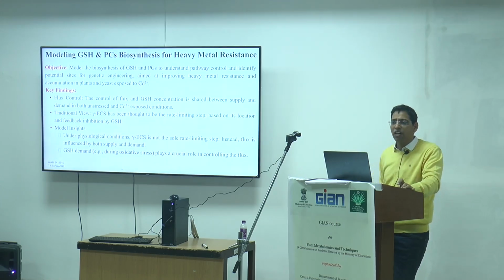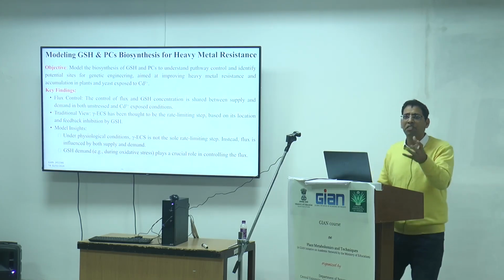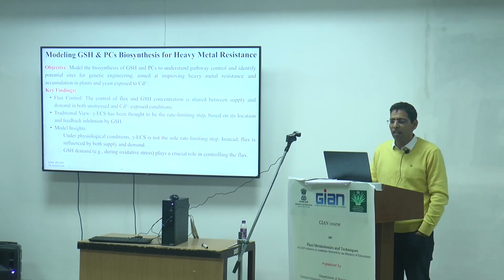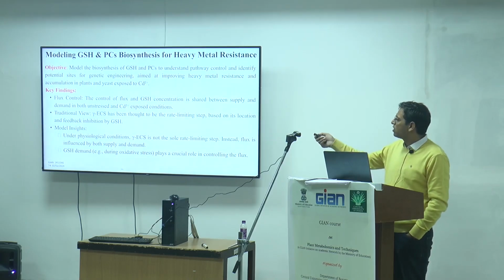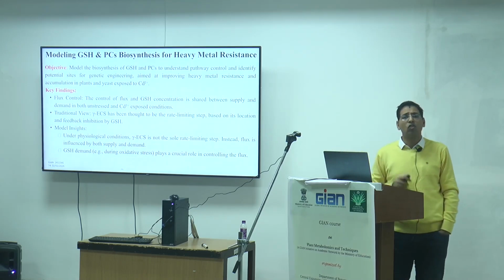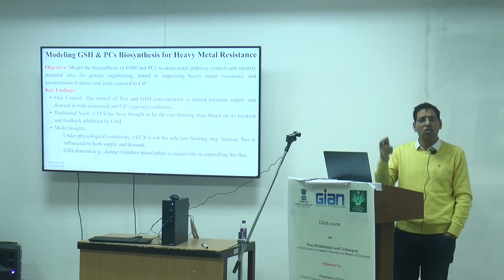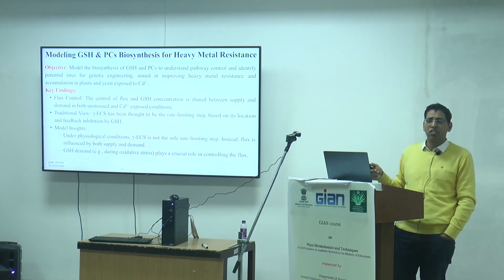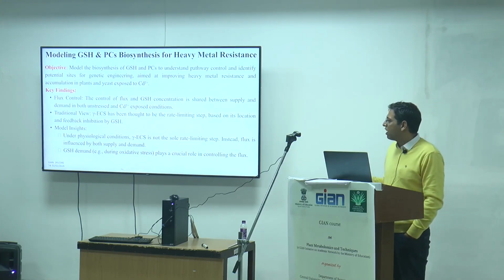So this is the modeling of glutathione and the PC biosynthesis for heavy metal resistance. We started our whole presentation with this illustration, so I am coming back here. This flux control is the glutathione concentration. It is shared between the supply and the demand, in both the control and the copper stress condition, abiotic stress condition in the presence of copper. So the traditional view is something different, and model insights are giving us a different thing.